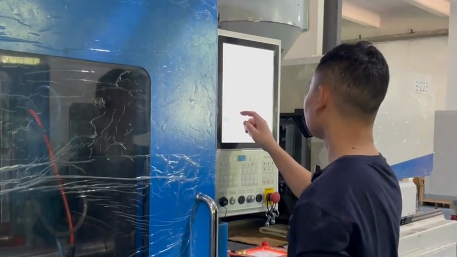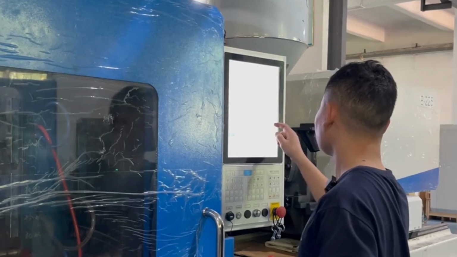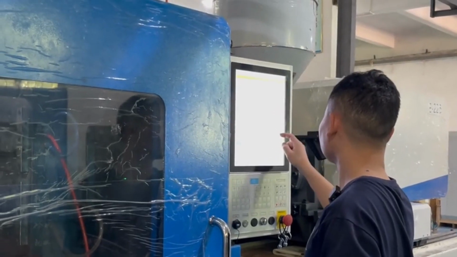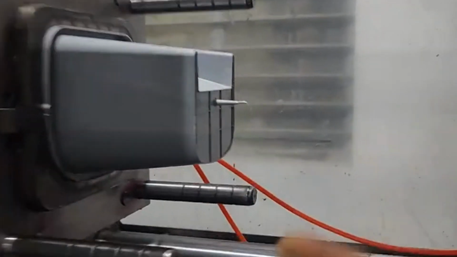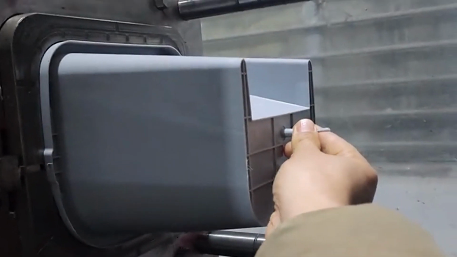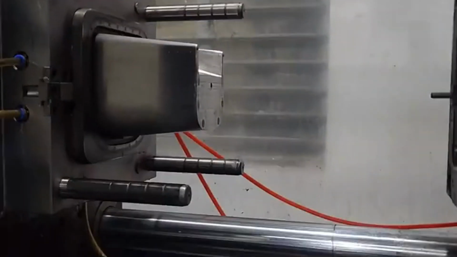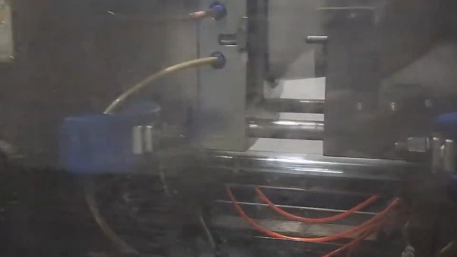Then comes injection molding machine preheating and setting parameters. Before injection molding, it is necessary to preheat the barrel, screw, mold, and other parts of the injection molding machine. The barrel temperature is usually set according to the type of plastic raw material and product requirements, and different plastics have different processing temperature ranges. For example, the barrel temperature for PP is usually between 180 to 220 degrees Celsius.